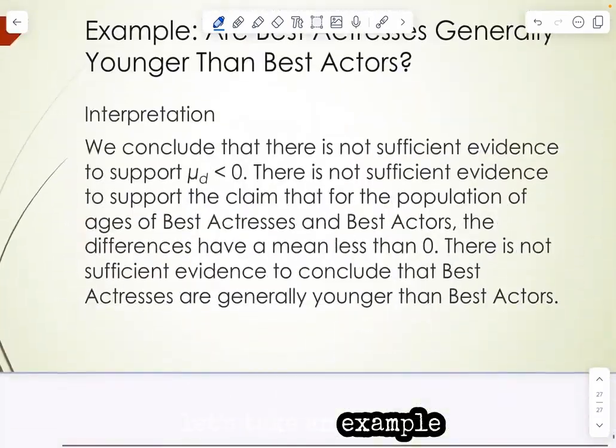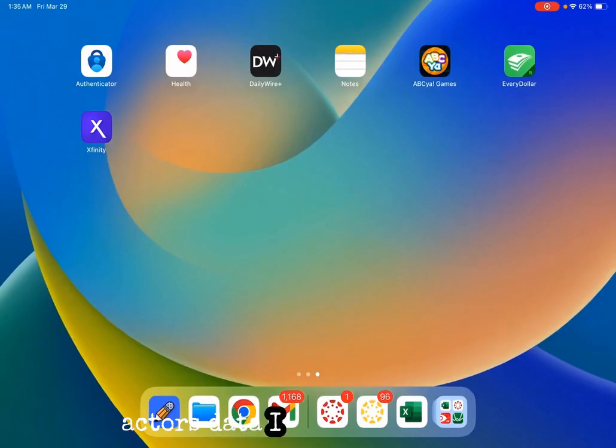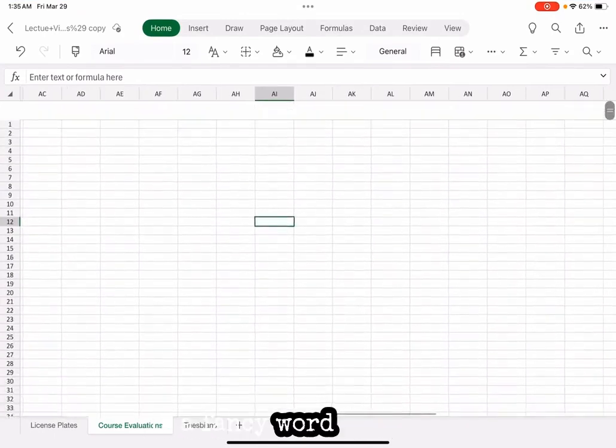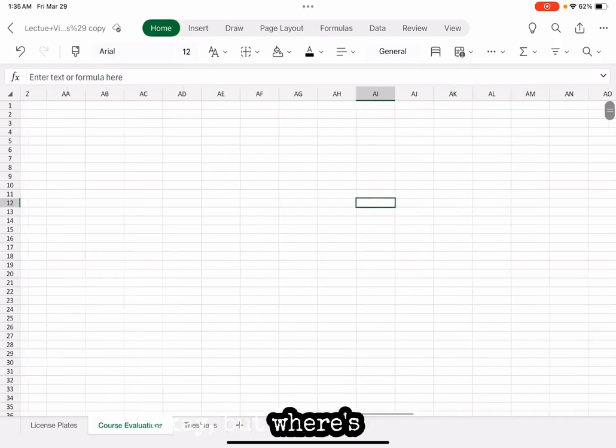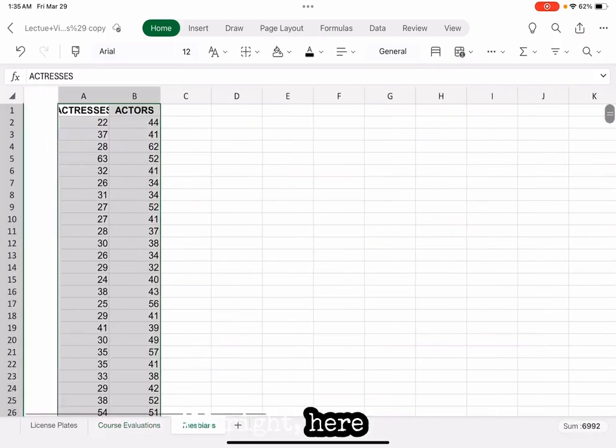Let's take an example, and then we are done. Remember that actress and actors data? I have it on Excel. I didn't want to write actresses and actors, so I just wrote thespians, which is a fancy word for actors. Okay, well, where's my data? Oh, okay. Thespians. All right, here we go.